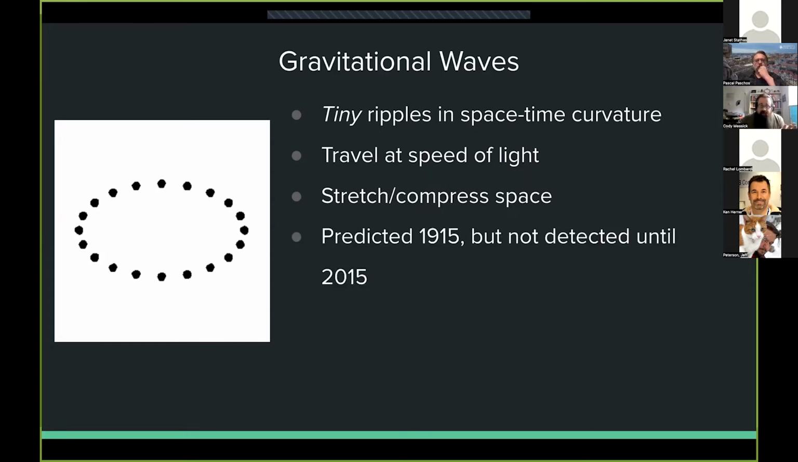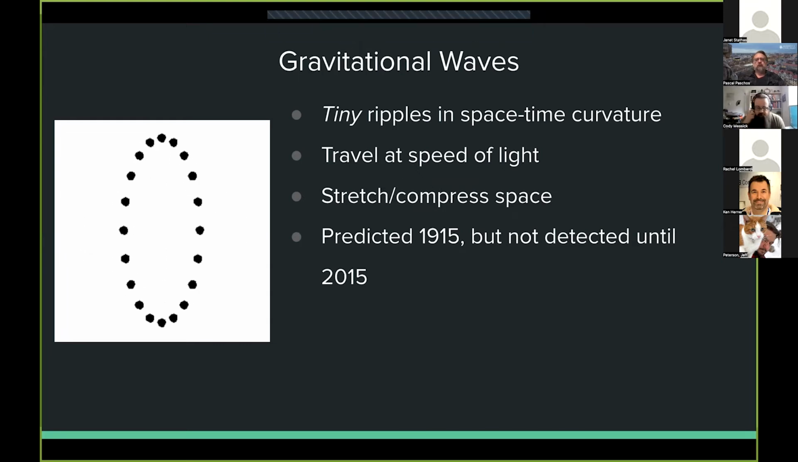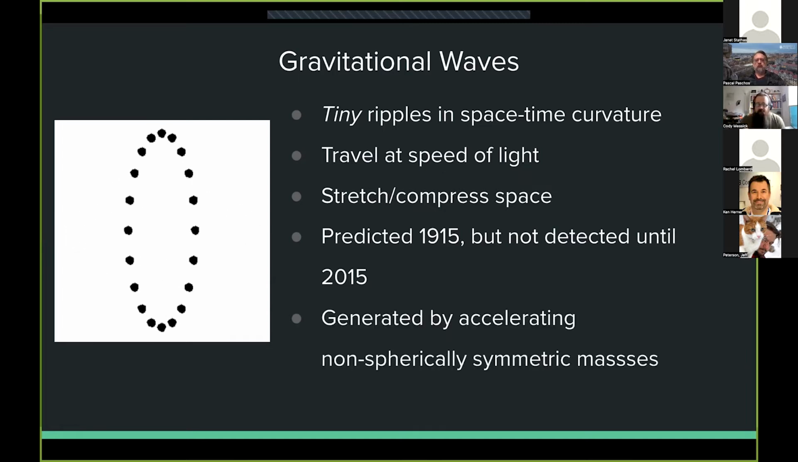These were predicted in 1915 by general relativity, by Albert Einstein, but it took 100 years to detect them. Einstein himself, I believe, even thought these effects are going to be so small that we're never going to be able to detect them. And they're generated by accelerating non-spherically symmetric masses.